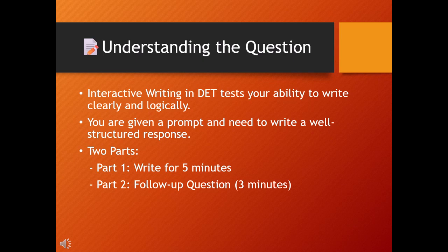The test is simply checking a few key things. That is your grammar, that means are your sentences correct? Then your coherence, that means does your answer make sense and flow well? Then your vocabulary, that means are you using appropriate words? Then your relevance, that means are you answering the questions properly? Now that you know what to expect, let's move on to the best strategy for answering this question.